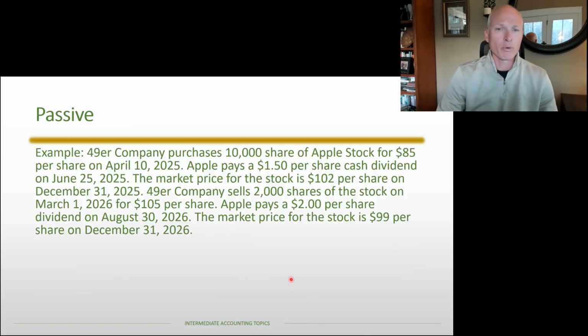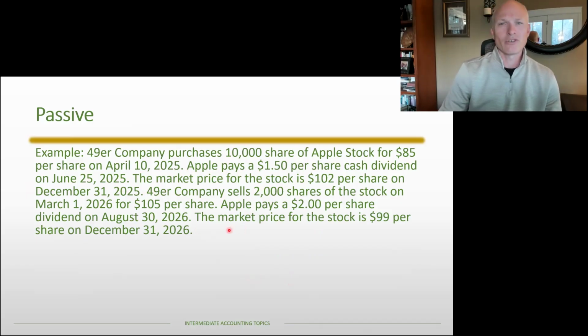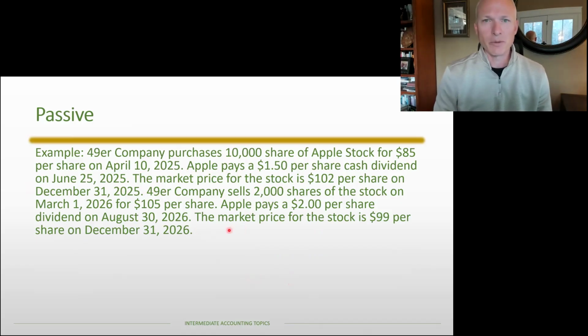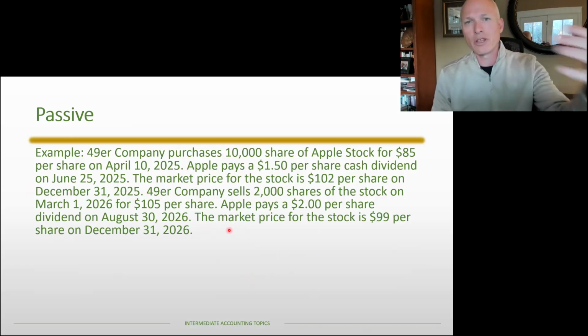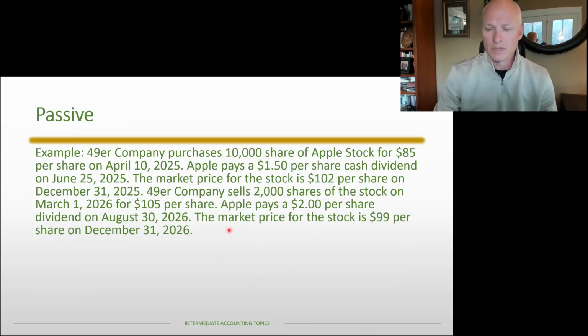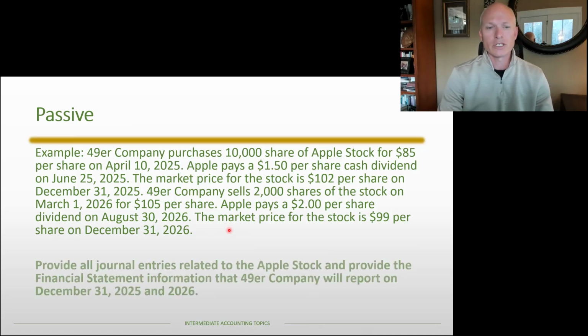As an example, we purchased 10,000 shares of Apple stock for $85. There's a dividend payment, then there's a change in the price by the end of the year. We sell some shares, another dividend payment, and another change in the price. So you can kind of see the rhythm of where these go. You basically make a purchase, go to one fiscal year end, have some transactions, go to the next fiscal year end, and off we go. We're going to do the journal entries for 2025 and 2026, and we're also going to include financial statement effects for those two years as well.